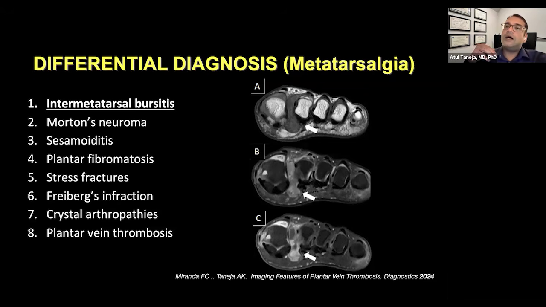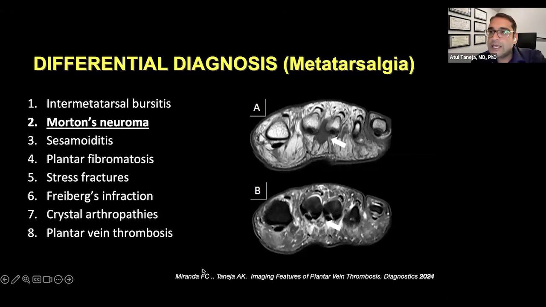Even some tumors can arise from synovial tissue. We can even see some tumors arising at that area. All right. Next, differential: Morton's neuroma.